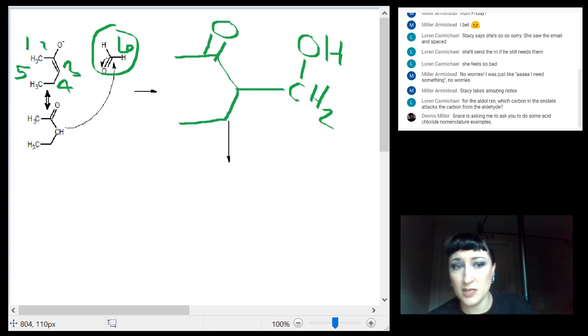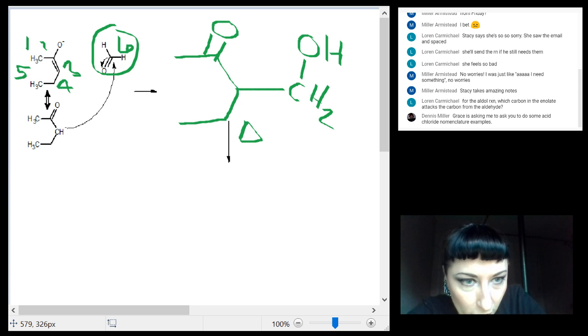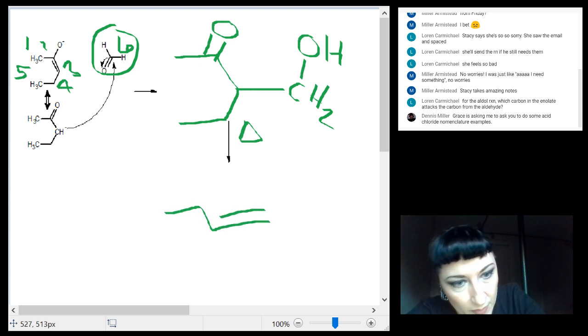Okay, so the next step then is the dehydration that happens if there's any kind of heat, and by heat I mean literally room temperature will do this. But I think it's good for us to separate them that way. And then you get the dehydration product.